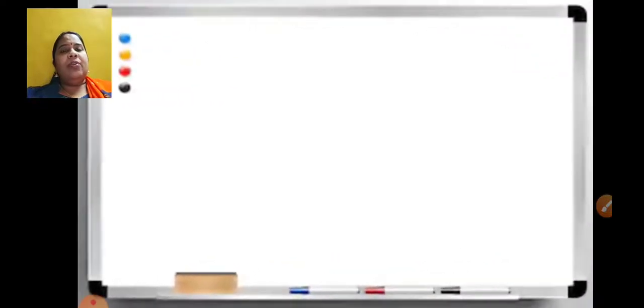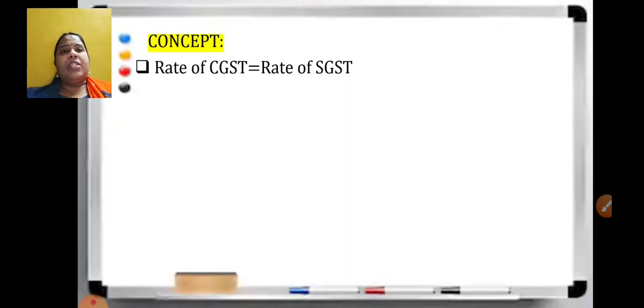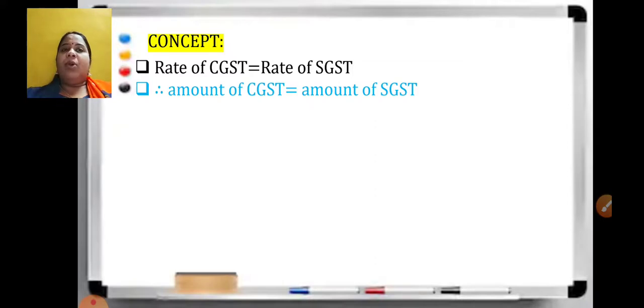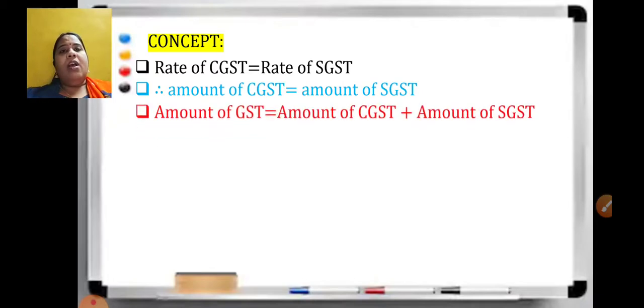In the previous session, we have learned a few important concepts. Let us quickly revise that. Now, we have learned rate of CGST is equal to rate of SGST. Next important point, if rate is equal, then amount also will be equal. Therefore, amount of CGST is equal to amount of SGST. Then amount of GST is what? Whatever is the amount of CGST, when you add amount of SGST to it, this total is nothing but the total amount of GST to be paid.